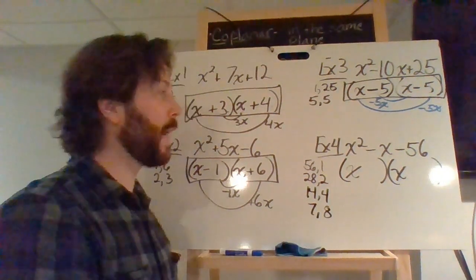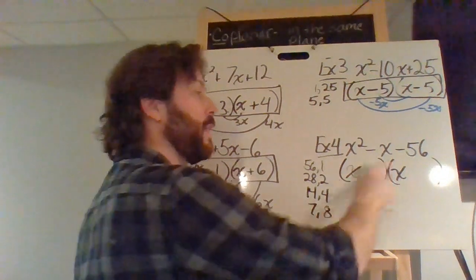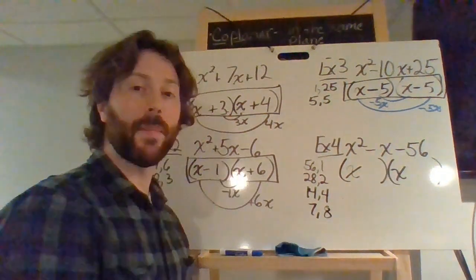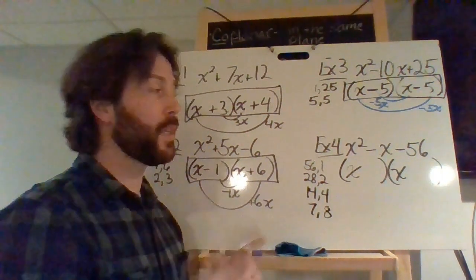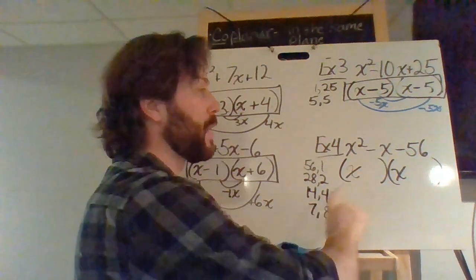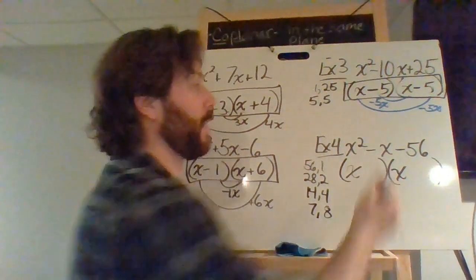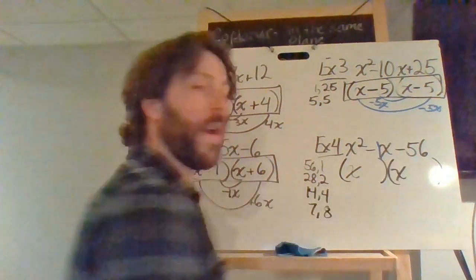7 and 8. Okay, now because my C term is negative, I know one of these is going to be plus and the other one's going to be minus, but I don't know which one's which until we put the numbers in. Well, I also know that those numbers need to subtract to give me that minus x. Well, I'm going to say minus 1x.